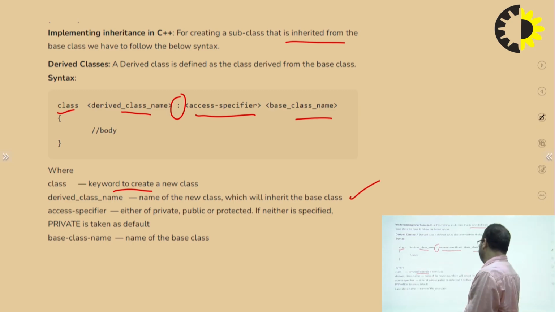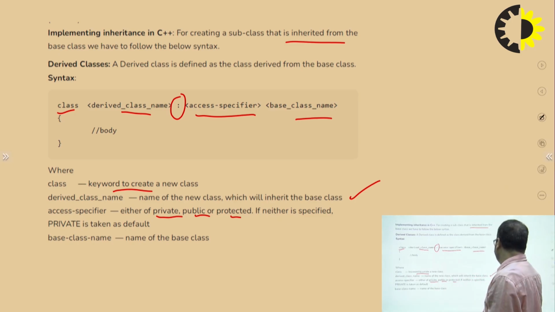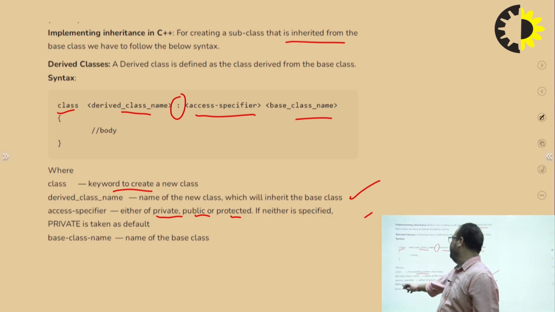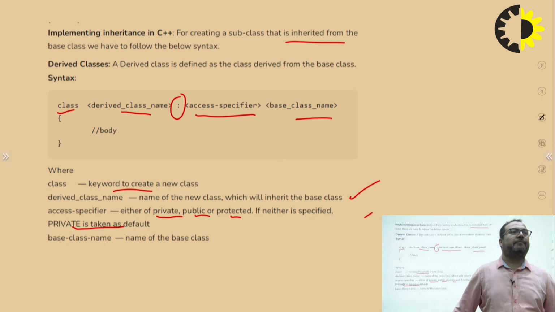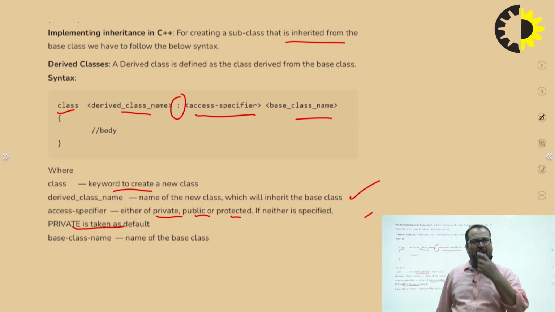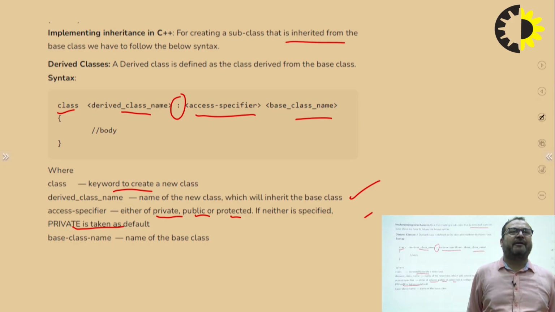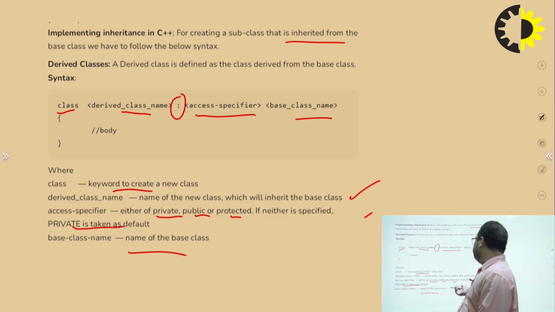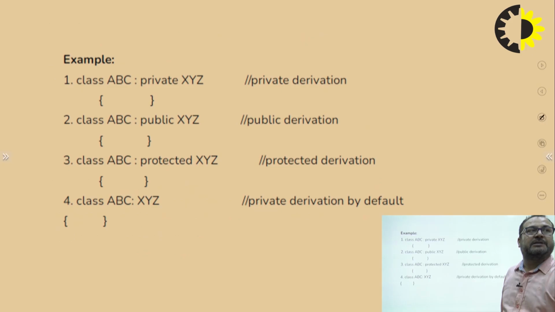The access specifier is either private, public or protected. If none is specified, then by default it will be private. Private is taken by default. Suppose there is no access specifier mentioned before the base class name, then it will be private by default. And the base class name is the name of the base class. So that we will see.